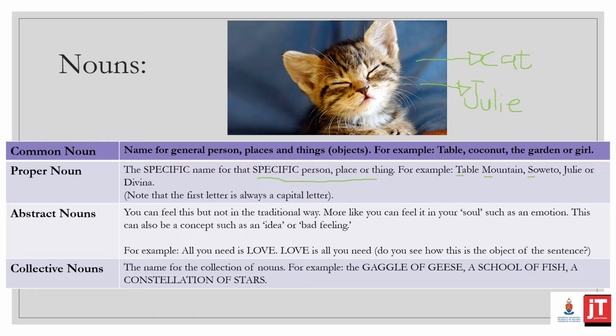So let's read the definition of an abstract noun. You can feel this, but not in a traditional way. It's not like a table where you can just touch it. It's more like a feeling in your soul, such as an emotion. Anger, happiness, that sort of thing. Now, this is also a concept, such as I have an idea. I have a bad feeling about this.